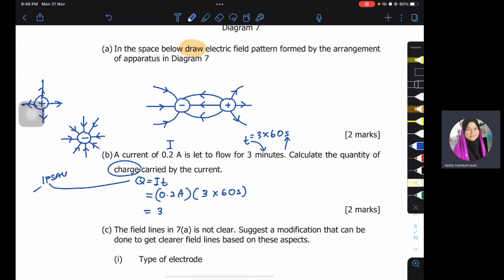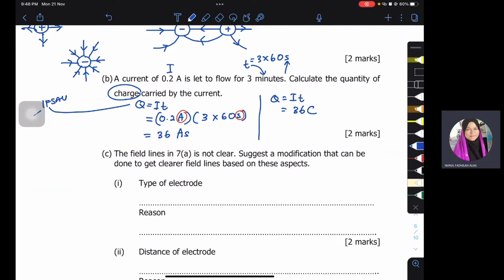Barulah you dapat 36. If you don't remember the unit again, you just write AS, kat sini ada A, kat sini ada S. Tapi ada student yang ingat. Kalau student yang ingat tu, dia akan tulislah Q equals to IT. Dia dapat 36, dia tahu unit dia coulomb. Okay, 2 marks for that.